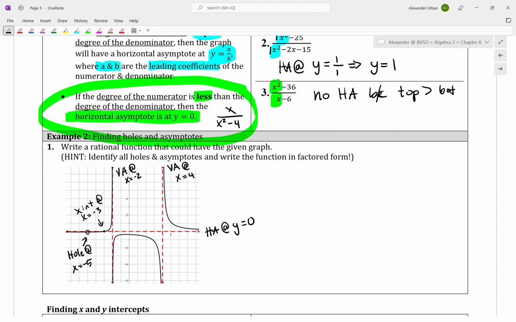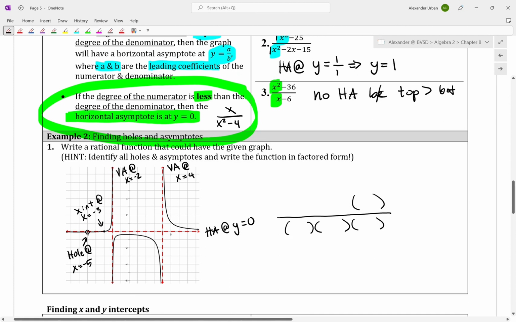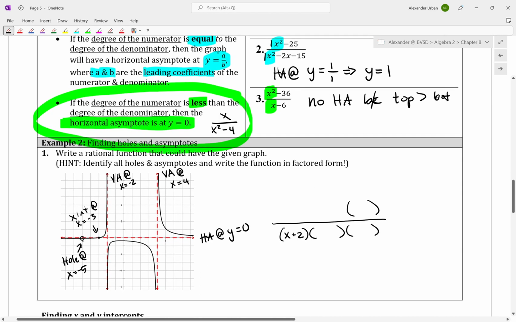So we have to play this game now. We know that there's going to be more x's on the bottom. In this case, we have 2 vertical asymptotes on bottom and a hole. Remember, holes we have to cancel out, so there's going to be one on top and one on bottom. But there is a vertical asymptote at x equals -2. So the opposite of that is +2, so x plus 2. Then we have a vertical asymptote at x equals 4, which is x minus 4. And then we have a hole at x equals -5, which is going to be a +5. And that one has to happen on both top and bottom because we will reduce that when we process this.